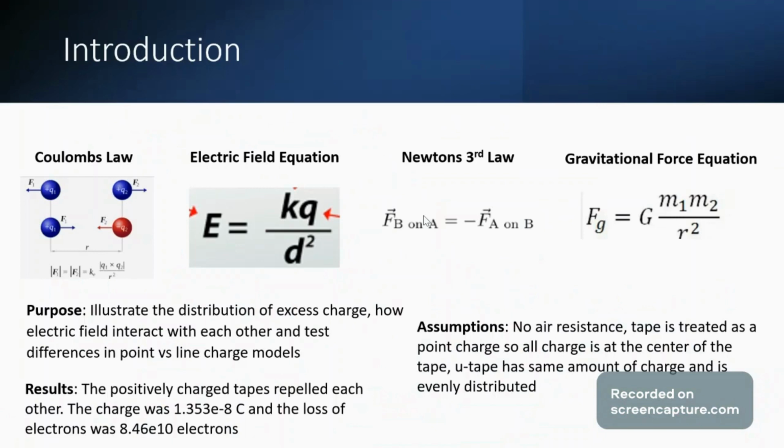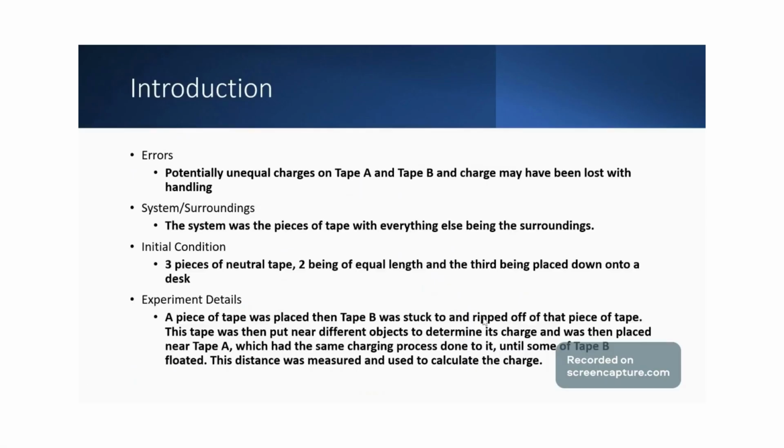The final results are that the positively charged tapes repel each other. The charge was 1.353e-8 coulombs, and the loss of electrons was 8.46e10 electrons. The errors are that there are potentially unequal charges on tape A and tape B, and charge may have been lost with handling. The system was the pieces of tape with everything else being the surroundings.